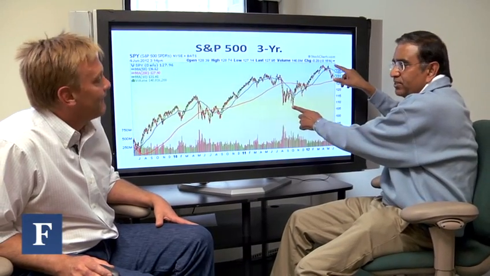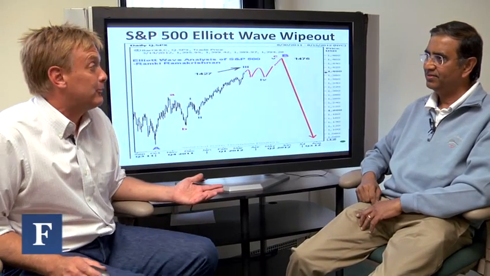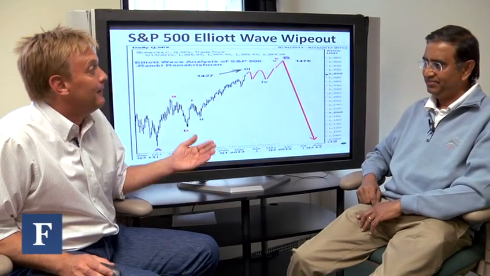This is a complex correction, and therefore we're going to come down all the way here. Okay. That would be a big, deep correction. It wouldn't get us down to the lows of 2009. But 1,000 is certainly a lot lower than we are.